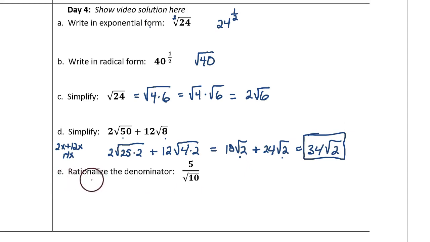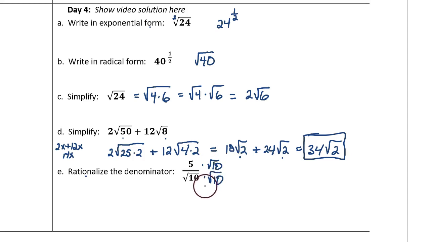Question E, rationalize the denominator. The verb rationalize means change to a rational number. Square root of 10 is called an irrational number. We want to make that be a rational number. So the way this is done is to multiply top and bottom by the square root of 10.